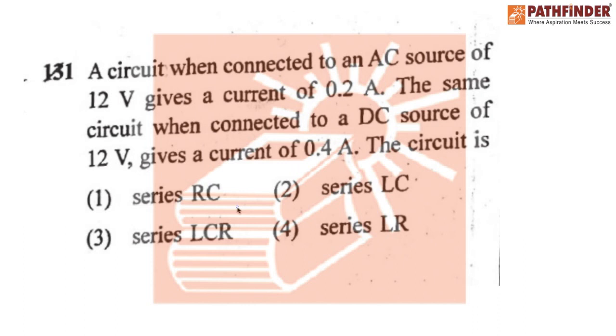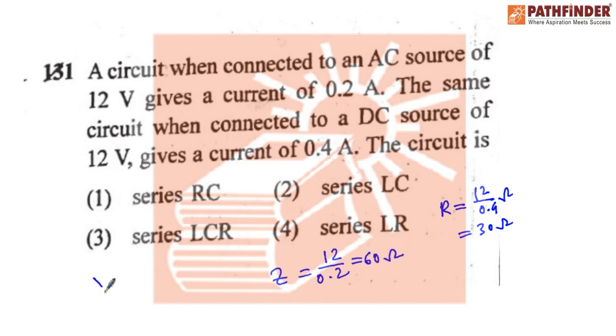So in case of DC, R is equal to 12 by 0.4, so it is 30 ohm. Z, in case of AC, is equal to 12 by 0.2, that means 60 ohm. So now let's see what is matching here.